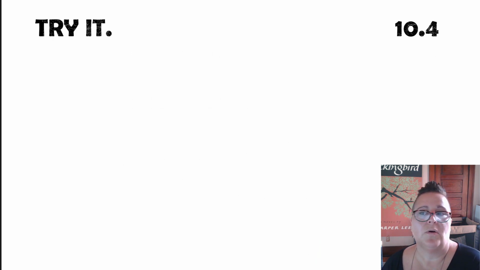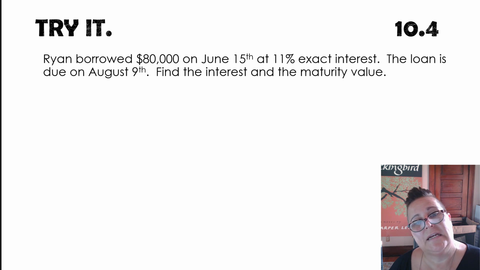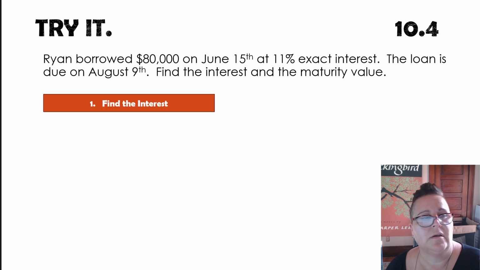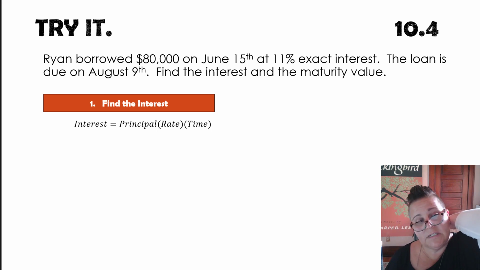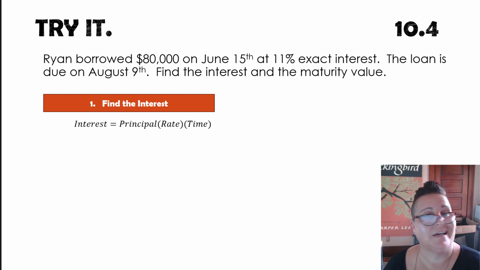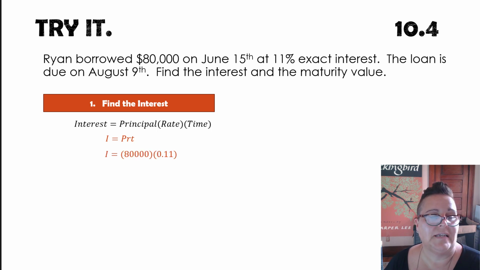So here we go. Ryan's going to borrow $80,000 on June 15th at 11% exact interest. The loan is due on August 9th. Find the interest and the maturity value. All right, so to find the interest, that was our first thing here. We know interest is principal times rate times time. I equals PRT. So that's 80,000 times 11% times the days.